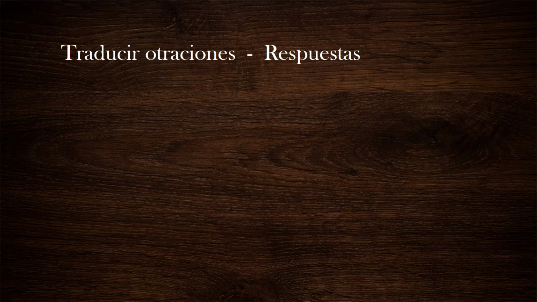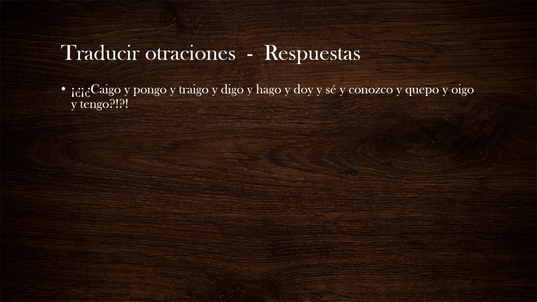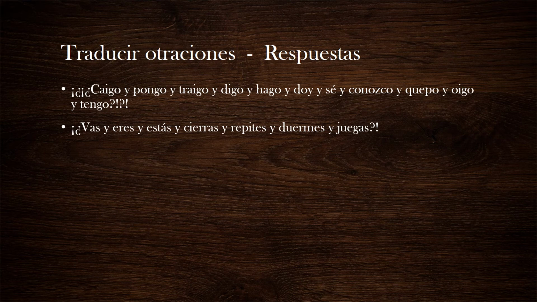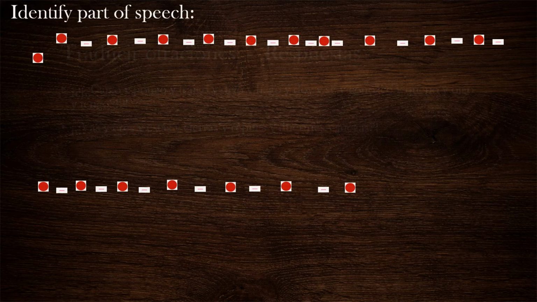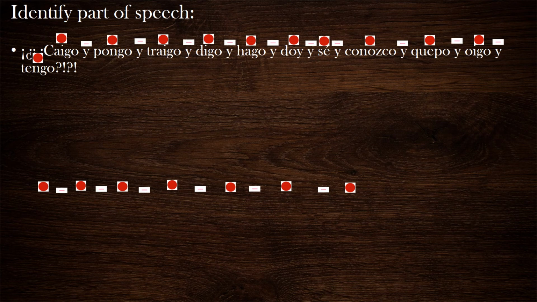Now, did you write them correctly in Spanish? Caigo y pongo y traigo y digo y hago y doy y sé, conozco y quepo y oigo y tengo. Vas y eres y estás y cierras y repites y duermes y juegas. Did you get the symbols right?